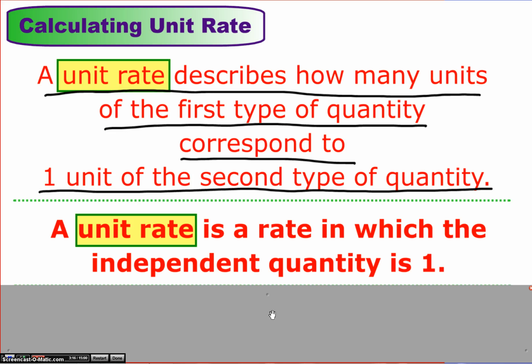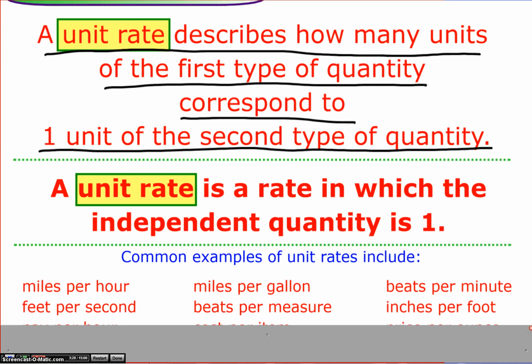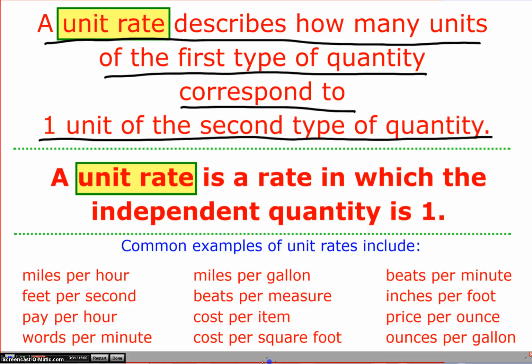So some common examples are miles per hour, feet per second, miles per gallon, beats per measure, beats per minute, and inches per foot. And I don't want you to write all of those down just because that's a lot, but you could choose 3 or 4 of them and write them. Okay, so if you're done filling in all those blanks and writing some examples of unit rates, let's go to the next example.